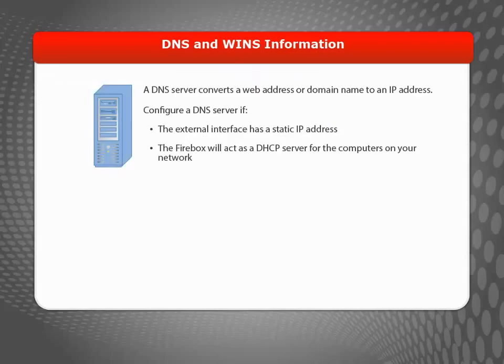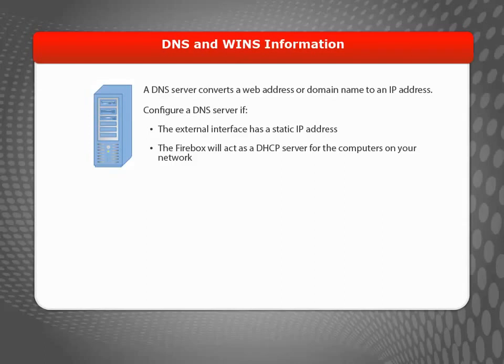In addition, you'll need to find out how your device gets DNS and WINS information. A DNS server converts a web address or domain name to an IP address. You can have your own DNS server, or you could use a DNS server hosted by your ISP. You'll also need a DNS server IP address if your external interface will use a static IP address, or if you want your Firebox to be a DHCP server for the computers on your network.